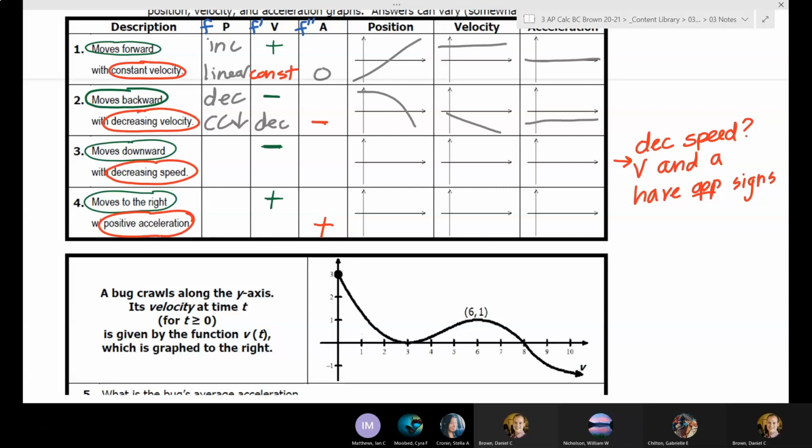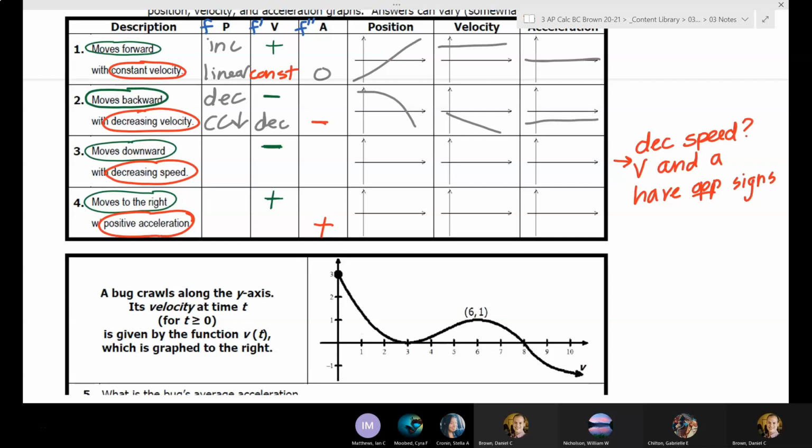And so number 3: velocity deals with movement. So if moving down, that's going to be associated with negative. Decreasing speed, you want to be careful with. When I say decreasing speed, that's how the velocity and acceleration are working together. Decreasing speed means that the velocity and the acceleration have opposite signs. So that's where I'm getting that from. Then from there, I can fill in the rest of it.